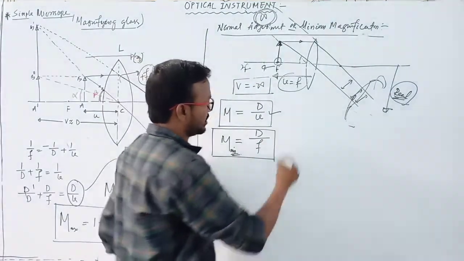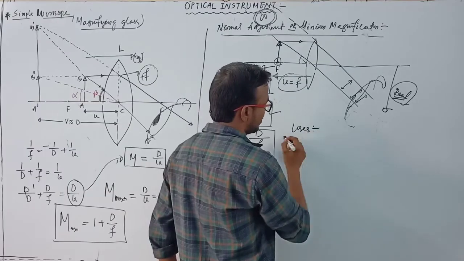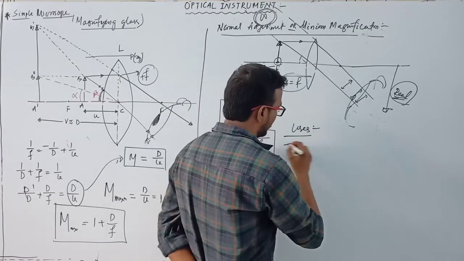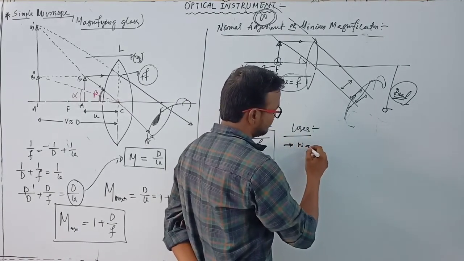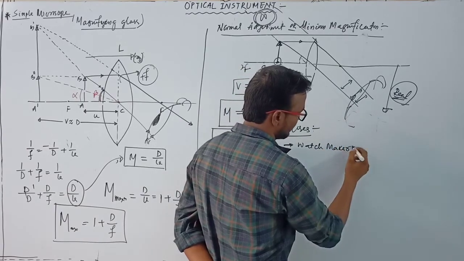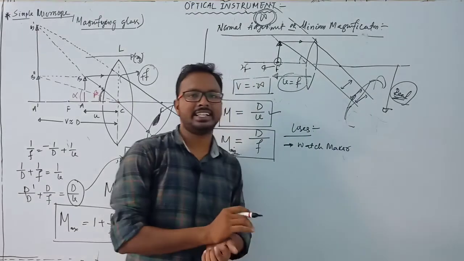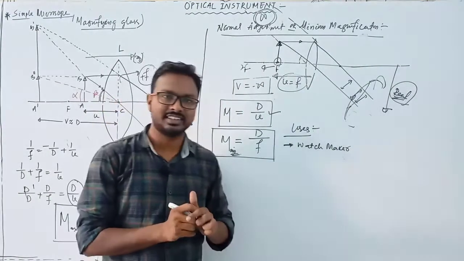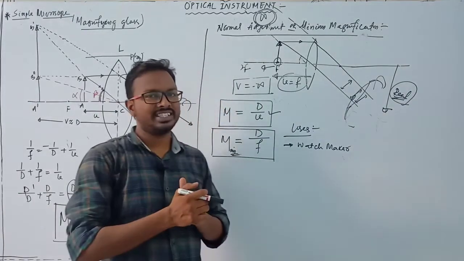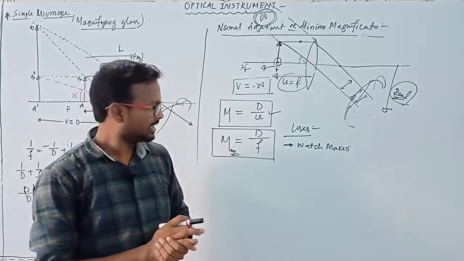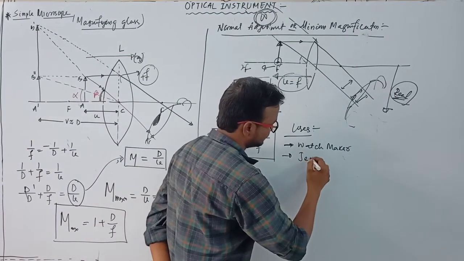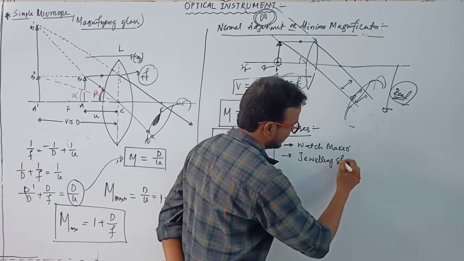And the most important uses of a simple microscope: it is used by a watchmaker to see the teeny part of a watch. Because this magnifying glass, or simple microscope, gives a large and clear image, it is used by watchmakers. And then it is also used in a jewelry shop.